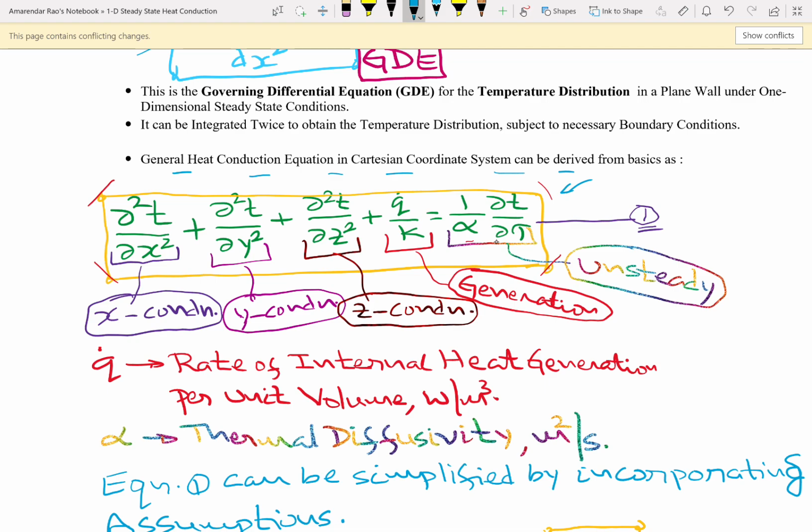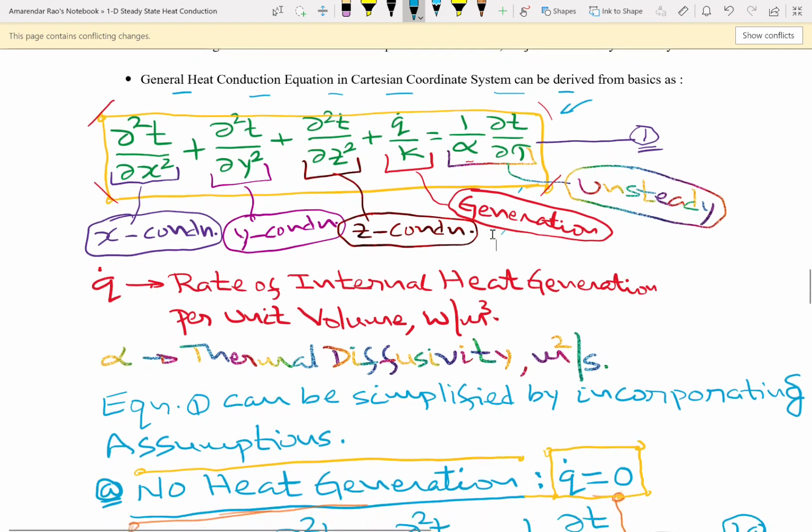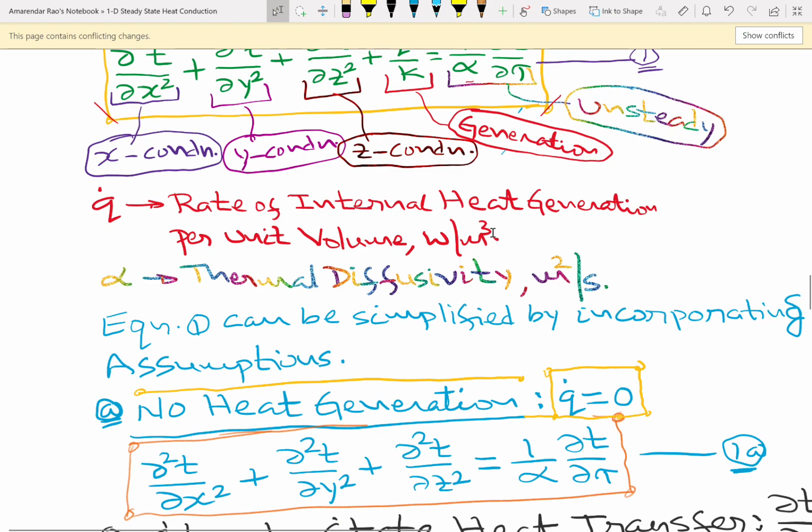Here the first term accounts for conduction along x direction, the second term takes care of y conduction, the third term accounts for conduction along z direction, the fourth term accounts for internal heat generation, and on the right hand side we have the unsteady term. Here q dot represents rate of internal heat generation per unit volume, which means that you may have some heat sources inside the system like a furnace or an electric coil, due to which heat could be generated at a rate of some q dot watts per meter cube. And alpha is a material property known as thermal diffusivity, having the units meter square per second.